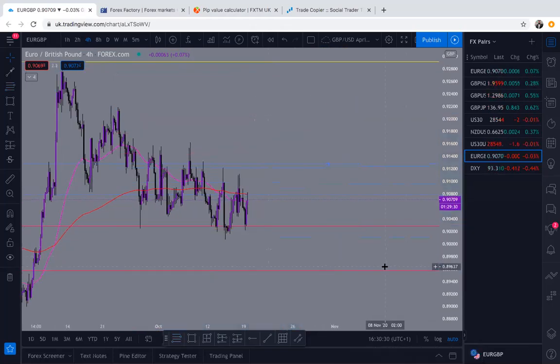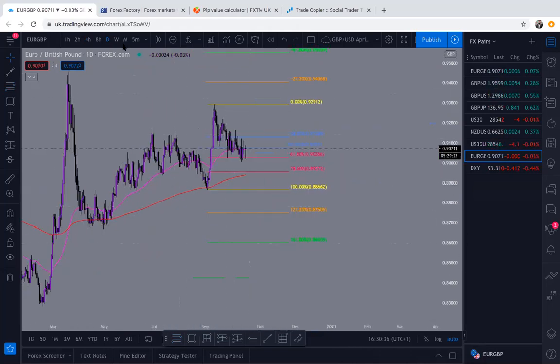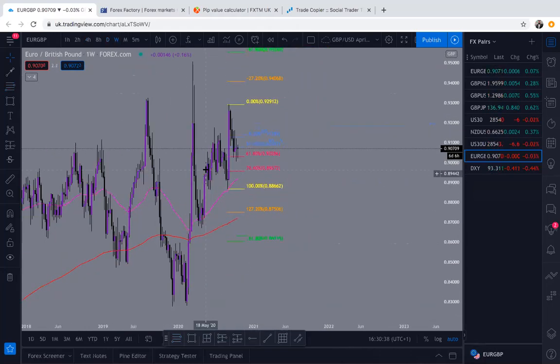So a couple of questions here. Do you only draw them on the daily time frame, and what time frame is best to use? So perfect. Two questions, similar. No, I don't only use them on the daily time frame. I'll use them on all time frames. So weekly time frame, same thing.